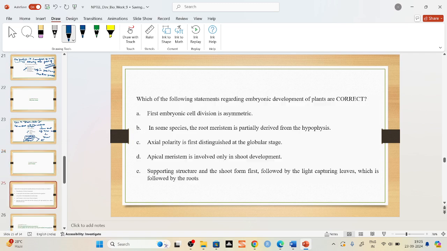Okay. Next question is, which of the following statements regarding embryonic development of plants are correct? A, first embryonic division is asymmetric. B, in some species, the root meristem is partially derived from the hypophysis. C, axial polarity is first distinguished at the globular stage. D, apical meristem is involved only in shoot development. And E, supporting structure and the shoot form first, followed by the light capturing leaves, which is followed by the roots.